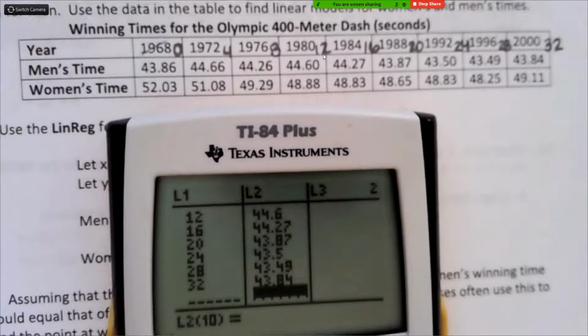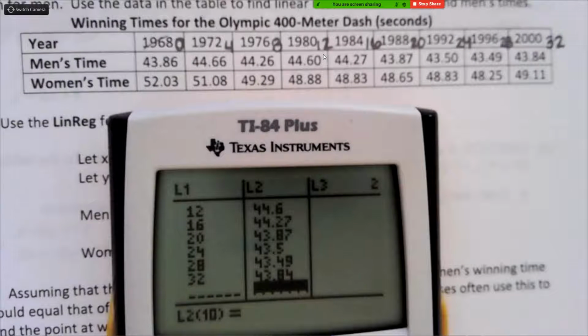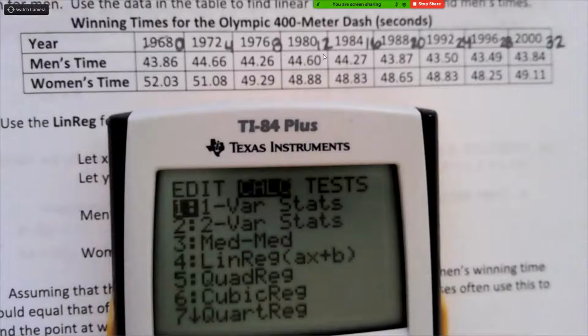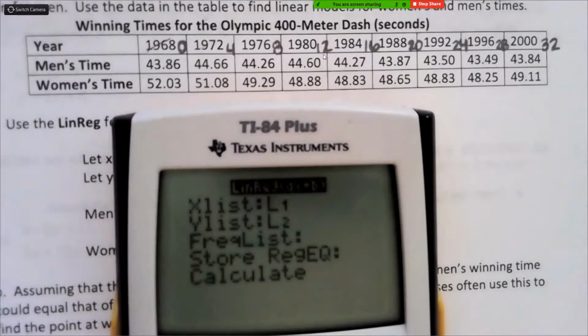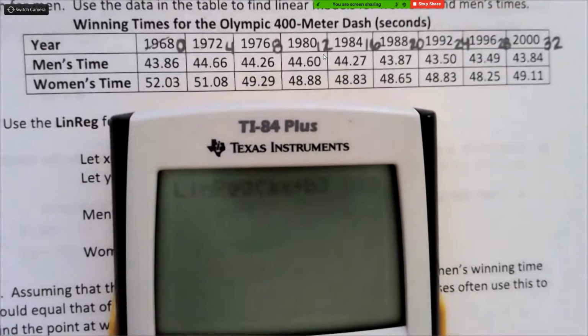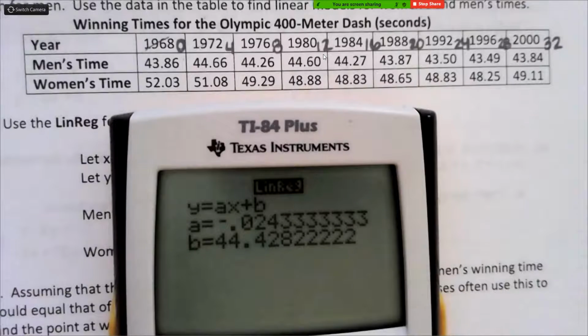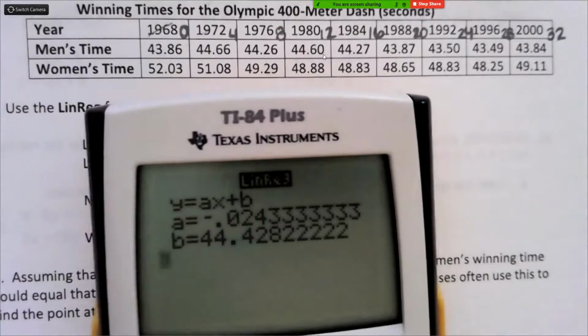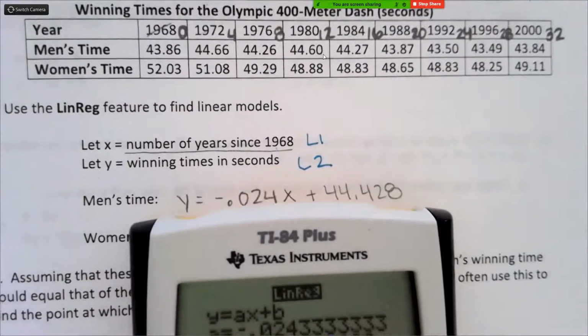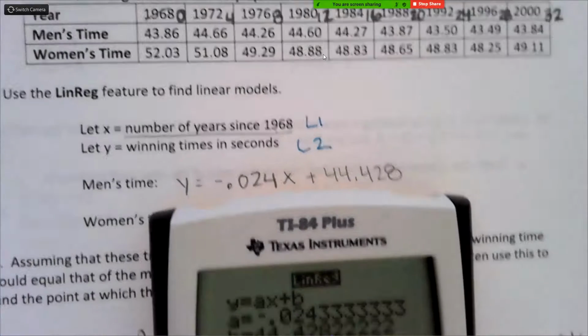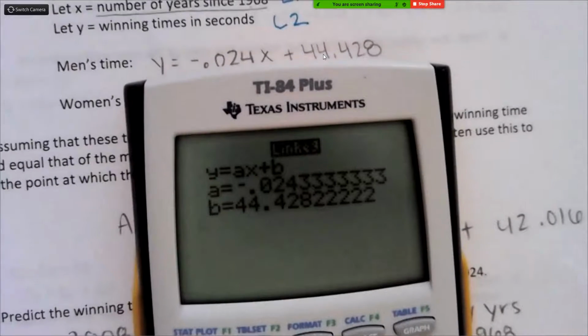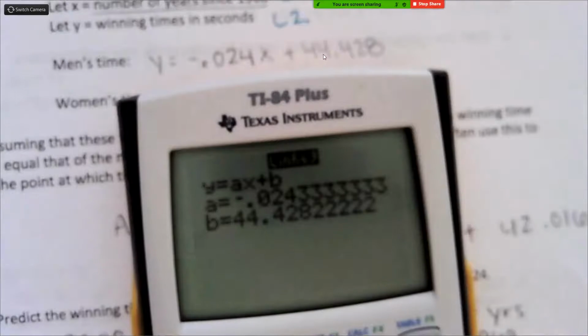And then we're going to go to Stat and Edit and find our equation. And when you have really long decimals, we like to only write out 3 of them. So 3 decimals is always a safe bet.